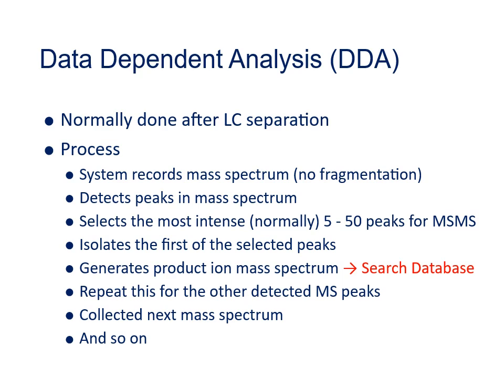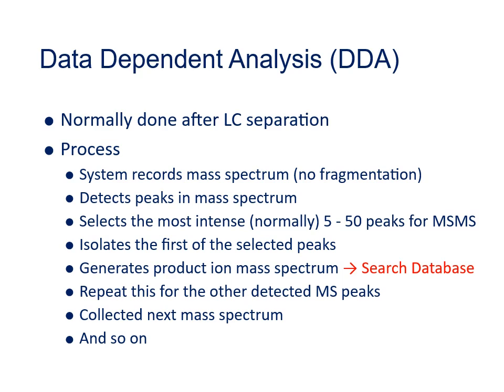So in a data-dependent MS-MS run, the first thing the mass spectrometer will do is to record a mass spectrum with no fragmentation. Then it will detect the peaks in this mass spectrum and select the top 5 to 50 ones of those peaks for greater analysis. Then, in the next mass spectrum, it will isolate the most intense of those parent-ion masses, fragment it, and collect a product ion scan of the fragments so that it can search that against a library in order to try to identify that component. Then it goes on to the next ion in its list, fragments that, generates a product ion scan and searches that against the library, and so on.